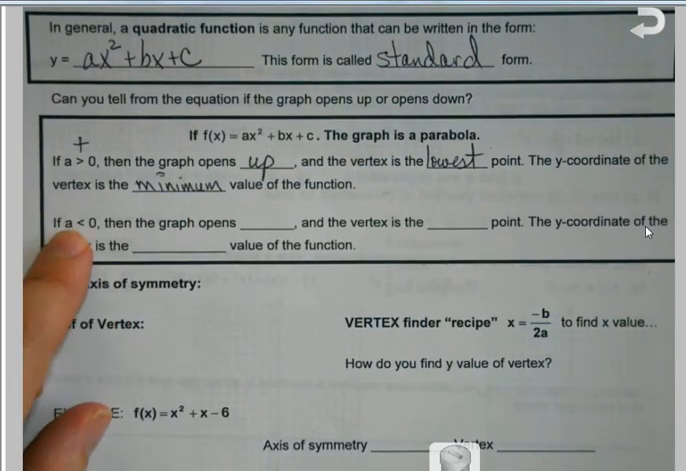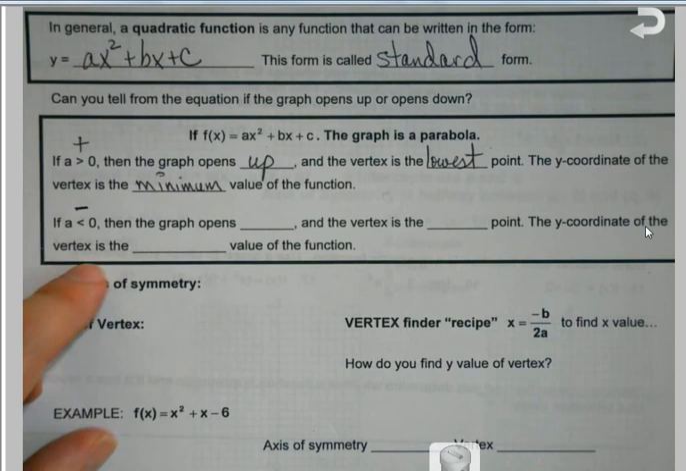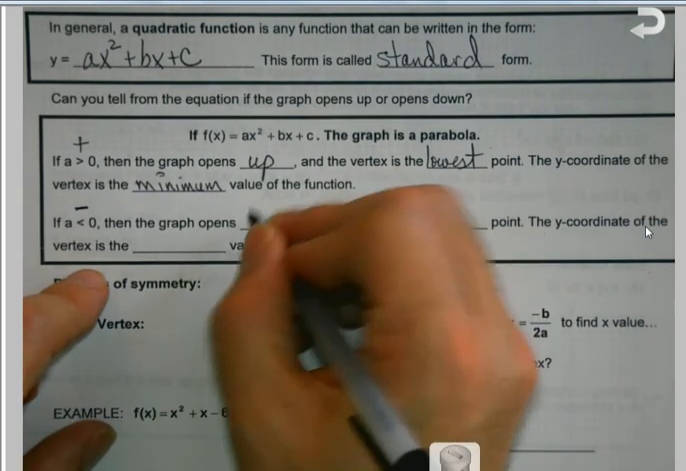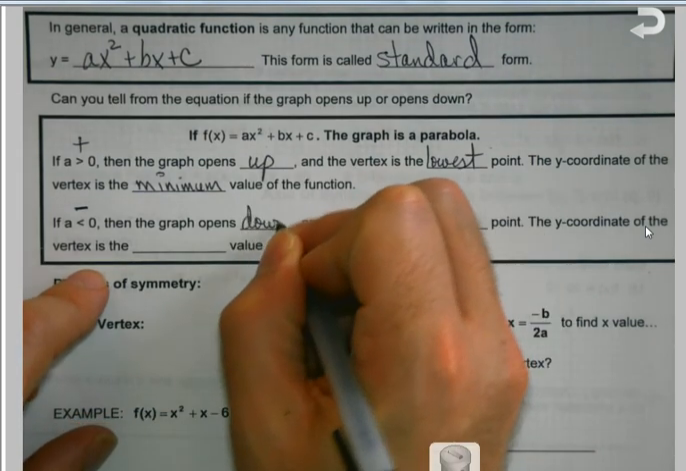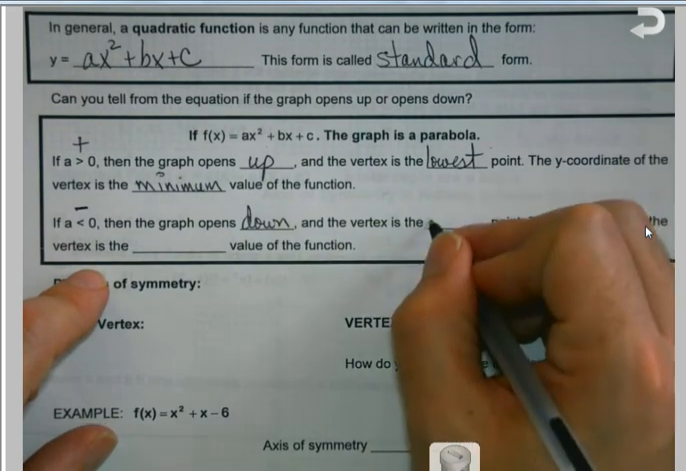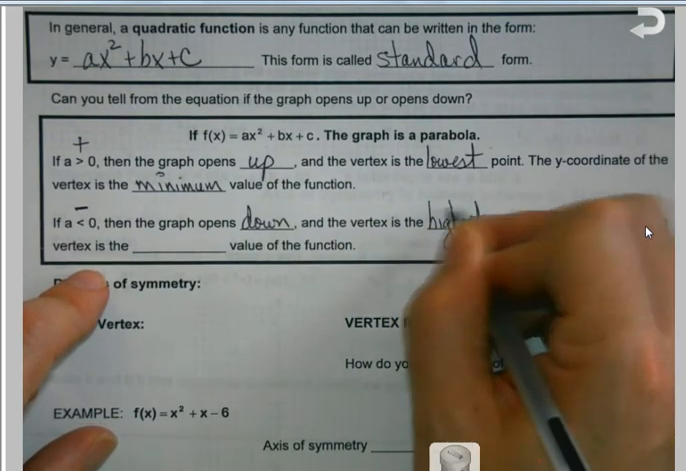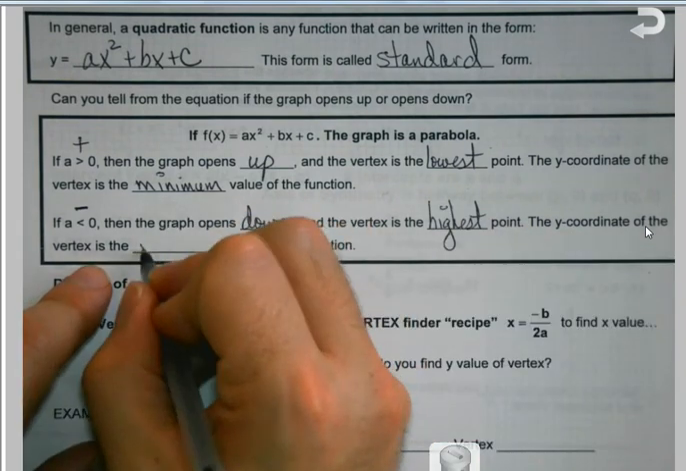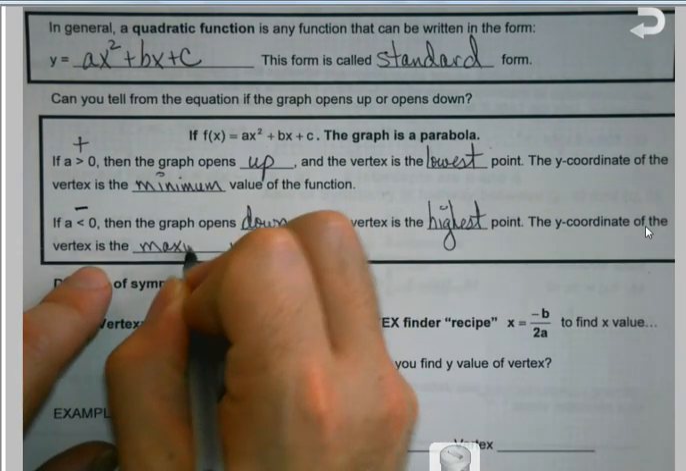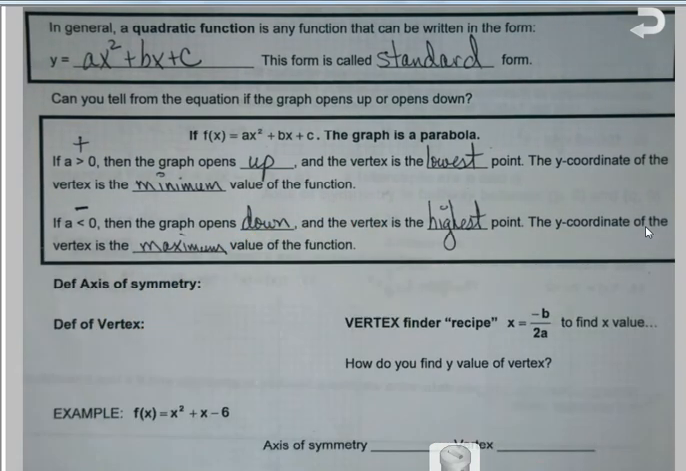If that a value is less than 0, fancy way of saying it's negative, the graph opens down, my vertex is the highest point, and that makes it a maximum.